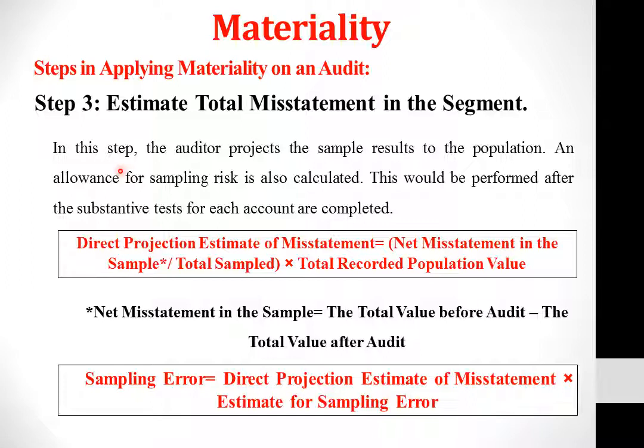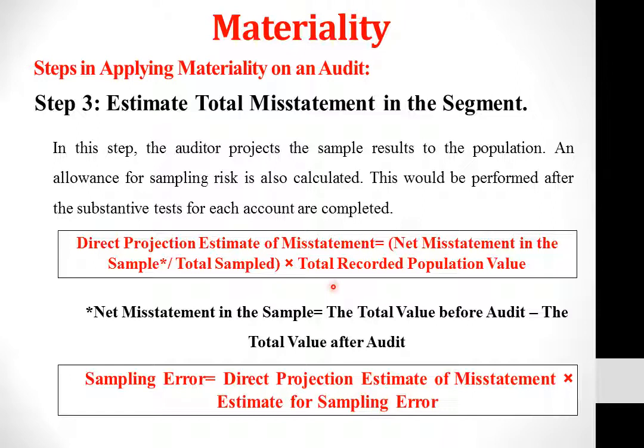How are we going to make the estimate of total misstatement in the segment? We are going to use this formula: direct projection estimate of misstatement equals net misstatement in the sample. How do we get net misstatement in the sample? Net misstatement in the sample is the total value before audit minus the total value after audit. This net misstatement in the sample is divided by the total sample and multiplied by the total recorded population value. The total sample means the book value of the sample in the financial statements, and total recorded population value is the book population value, which appears in the financial statements. So to calculate the direct projection estimate of misstatement, we estimate total misstatement in the segment or in the account balance using this formula.